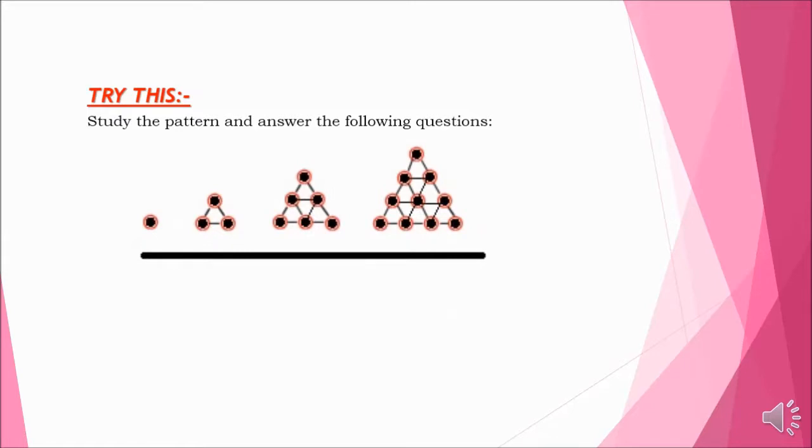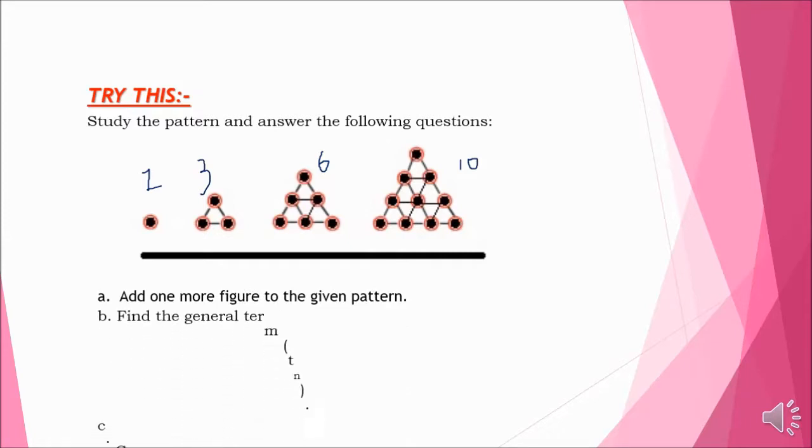Try this. State the given pattern and answer the following questions. Now the pattern you can see right here. It's a different pattern, but I think we have done this question: 1, 2, 3, 4, 5, 6, 7, 8, 9, 10. We have done this question previously, but the design is different. You have to go by the design. So it's a different question because of the design. Now find the general term and calculate the number of dots on the 10th figure. So the answer will be 55. We know that. You can do this question. Let's move to the next question.